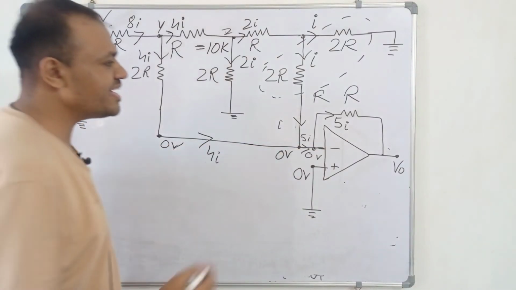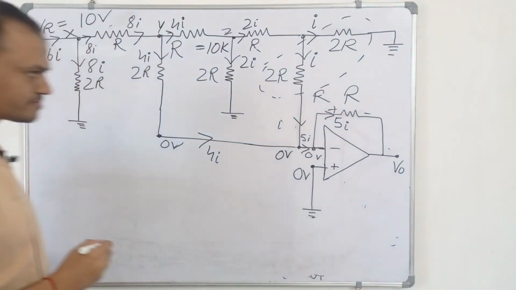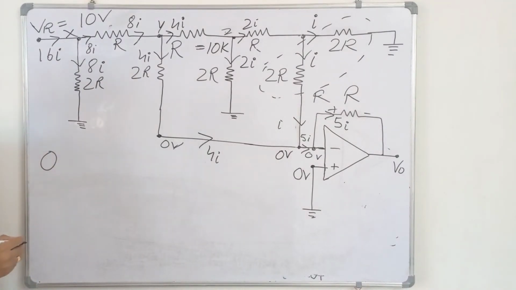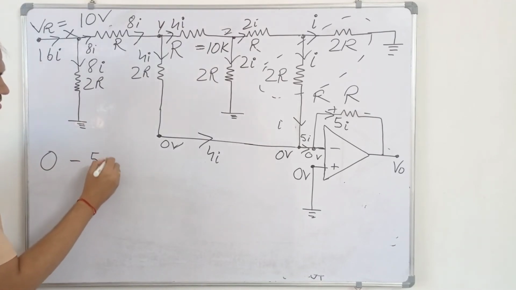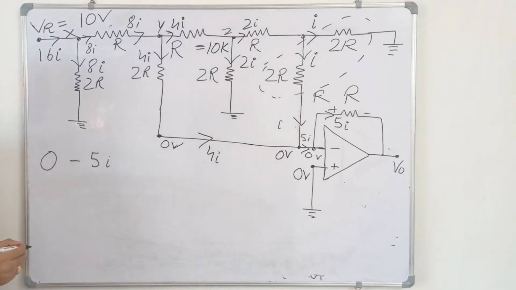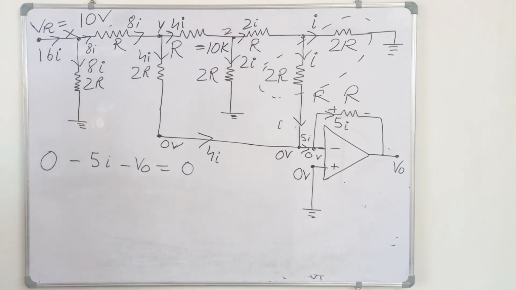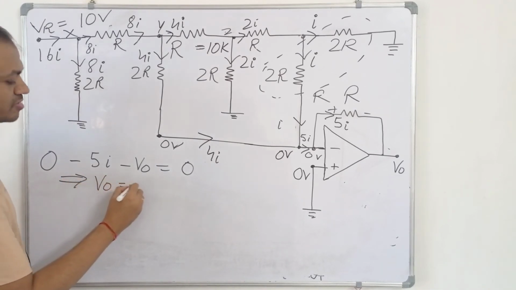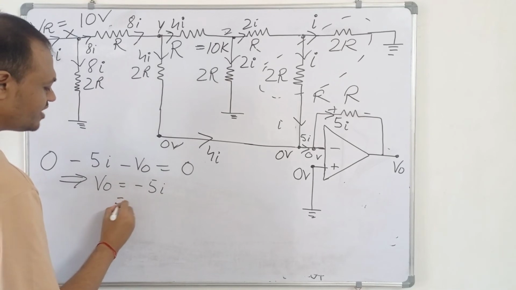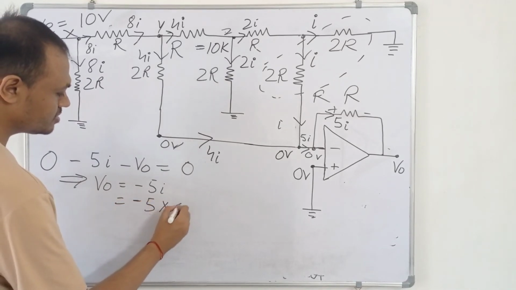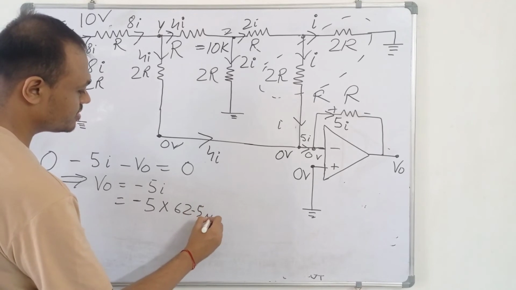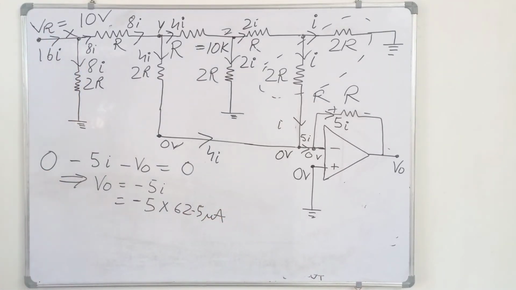So write KVL here. Zero volt minus 5I minus V naught equal to 0. So this is the KVL. So it gives V naught equal to minus 5I. So V naught equal to minus 5 into 62.5 microampere.